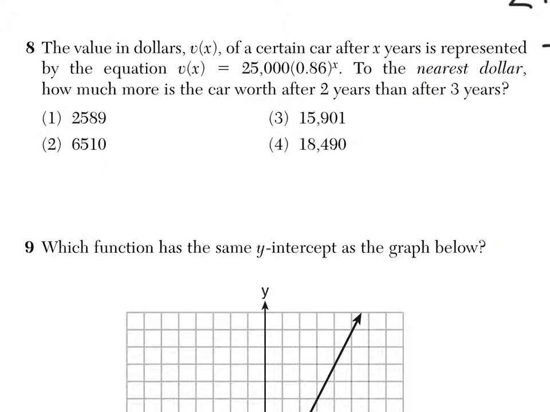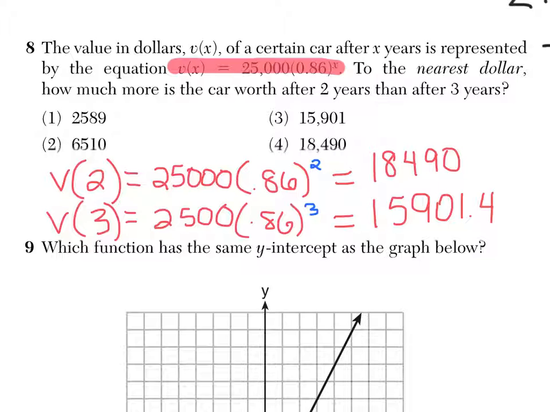We should first identify in number 8 that we are looking at an exponential decay question. The reason why I know that it's exponential is because of the exponent. The reason why I know that it's decaying is because this number here is smaller than 1. This is 86%. So every single year, we're losing 14% of the car's value. But it's asking us how much more is a car worth after 2 years than after 3. So we need to figure out how much it's worth at 2 years and how much it's worth after 3 years, and just find the difference between the two.